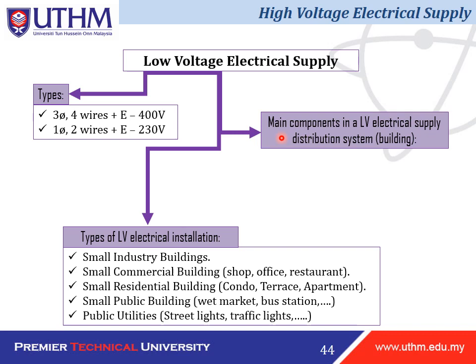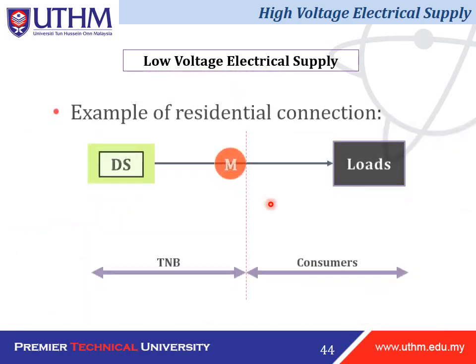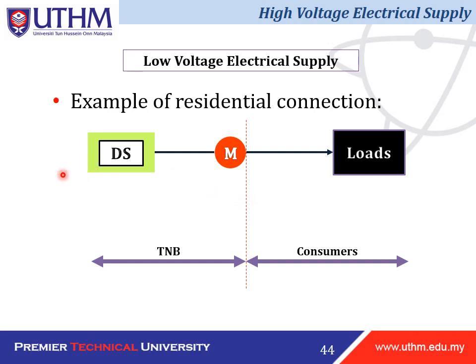And then what are the main components in a low voltage electrical supply distribution system, especially for building? We need kilowatt hour meter from TNB, we need main switchboard MSB, we need also sub switchboard SSB, and also distribution board DB. So this is the example of a residential connection. This is the distribution substation, and then this is the meter, and then this is the load. From the distribution substation to the meter is from the TNB, and then the loads are from the customer.